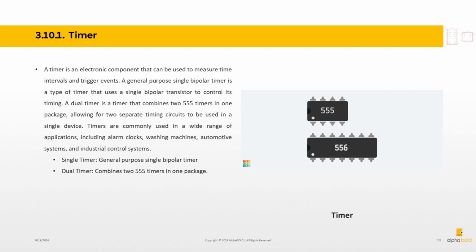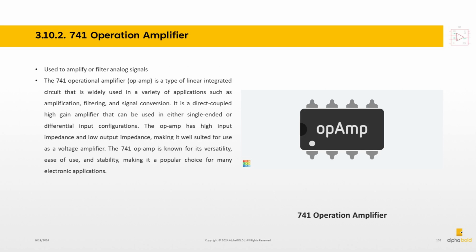Timers are commonly used in a wide range of applications, including alarm clocks, washing machines, automotive systems, and industrial control systems. Single timer, general-purpose single bipolar timer. Dual timer, combines 2 555 timers in one package. 741 operational amplifier is used to amplify or filter analog signals.